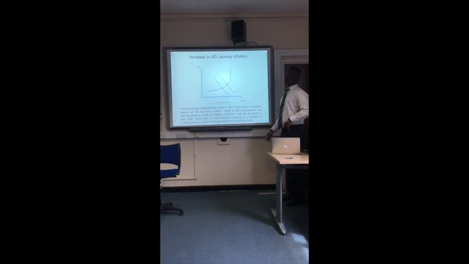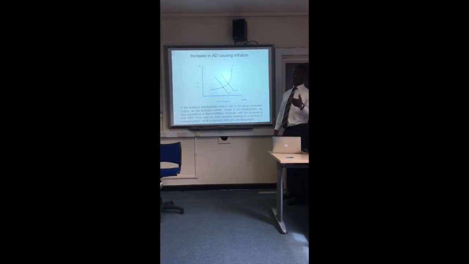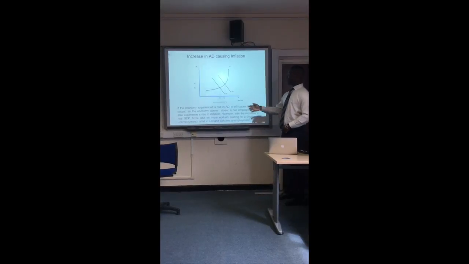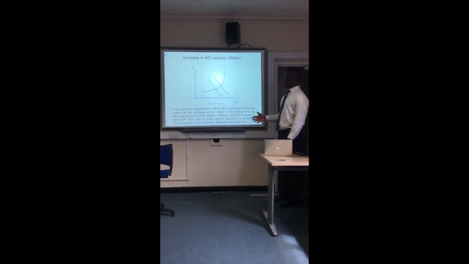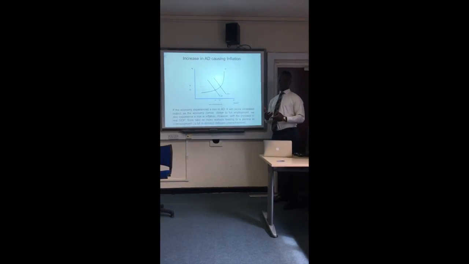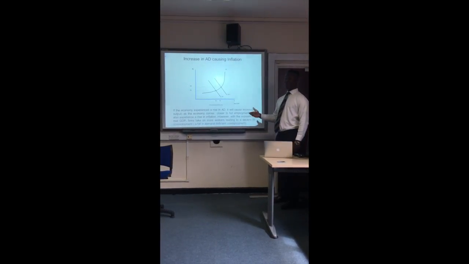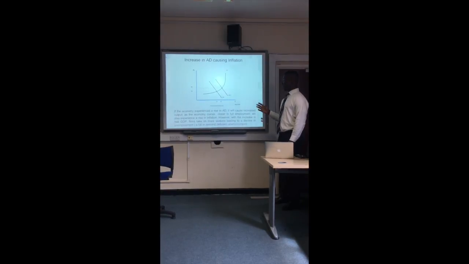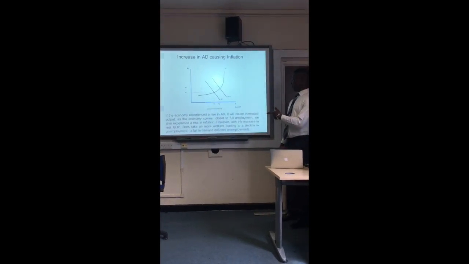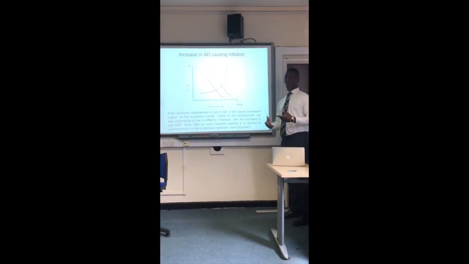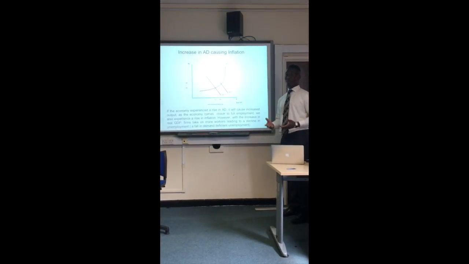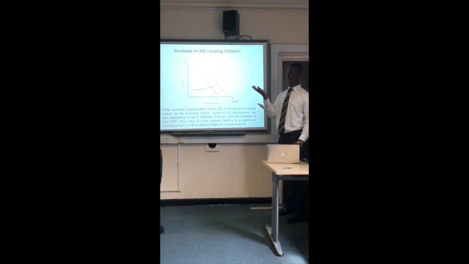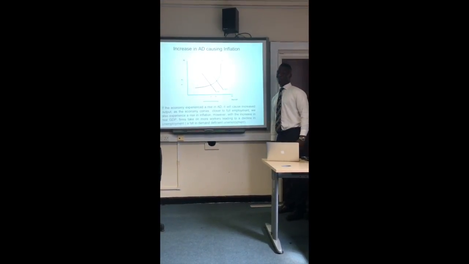An increase in aggregate demand can cause inflation as well as affect unemployment. If an economy experienced a rise in aggregate demand, it will cause an increase in output as the economy comes closer to full employment. This will also lead to a rise in inflation. However, with the increase in real GDP, firms will take on more workers, which will therefore decrease unemployment, so more people will be working. So as well as rising inflation, it will lower unemployment, which is good and bad for the economy.